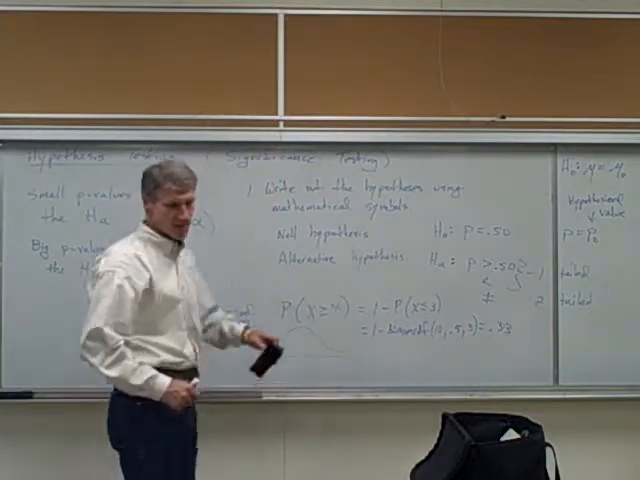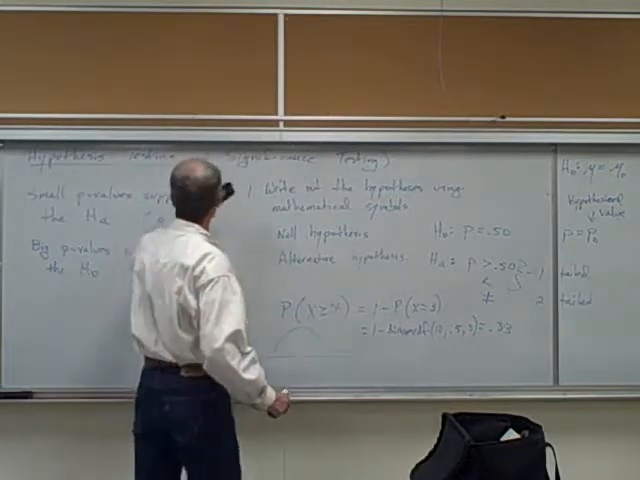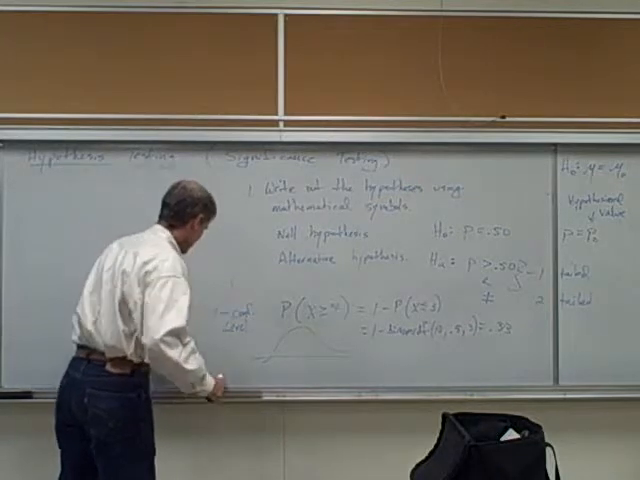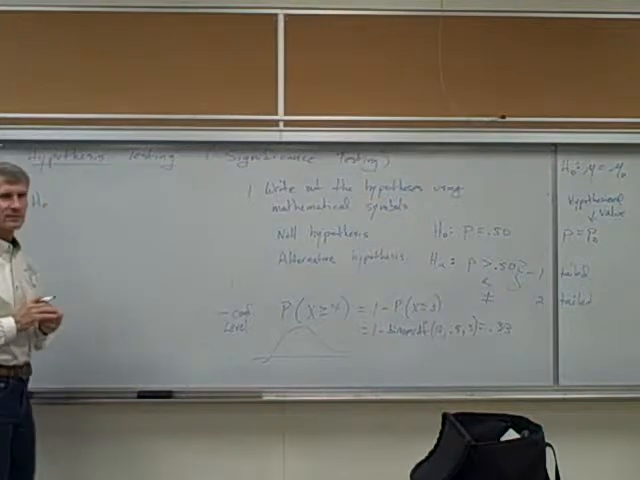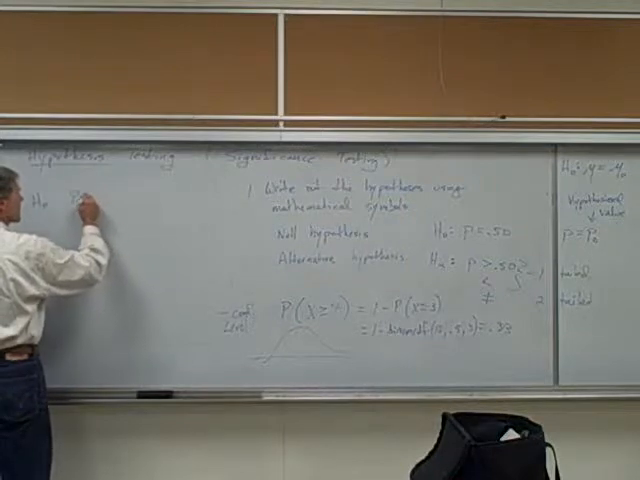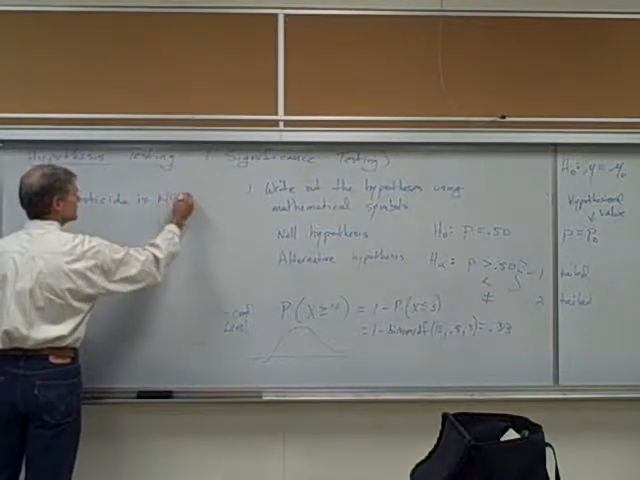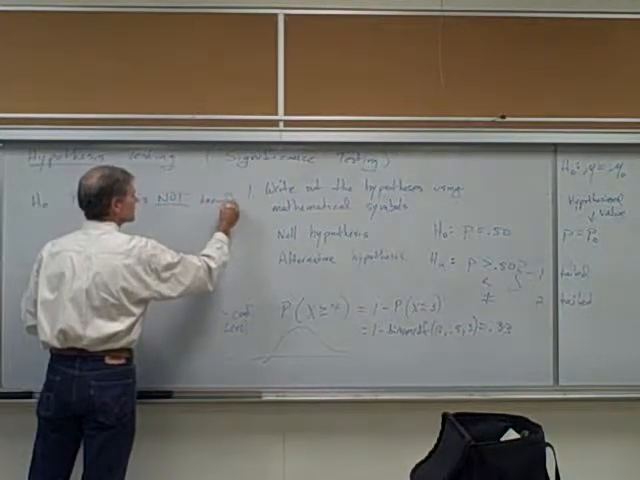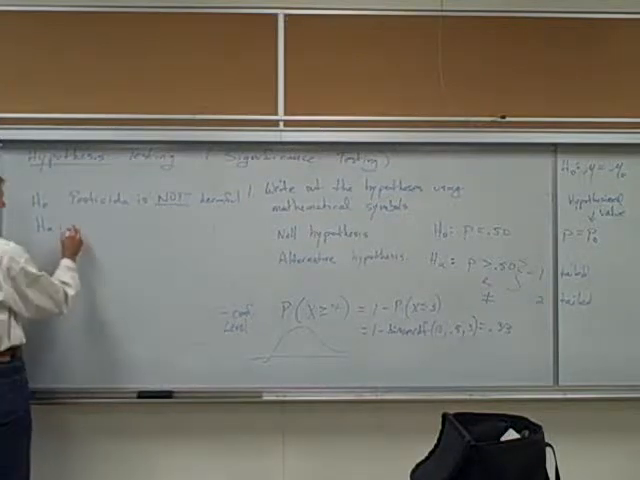So they use the word pesticide being harmful or not harmful. In words, what's the null hypothesis? Not harmful. The pesticide is not harmful. Null means none or not. So the alternative is harmful.